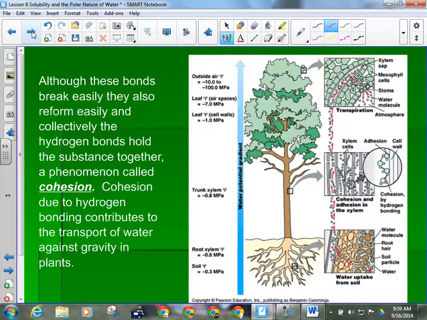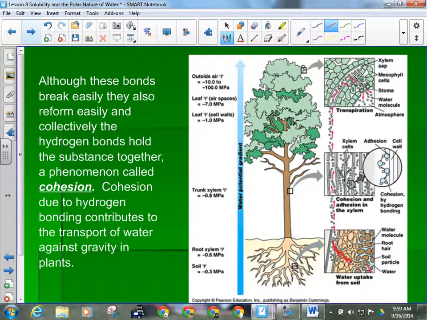All right, now, this is the explanation of how the tree pulls water up to the top. I kind of explained this earlier, and we'll look at this again specifically when we talk about transport in plants in Unit 2. But you can see here that down at the roots, water molecules move into the tubes called the xylem that transport water up a plant.